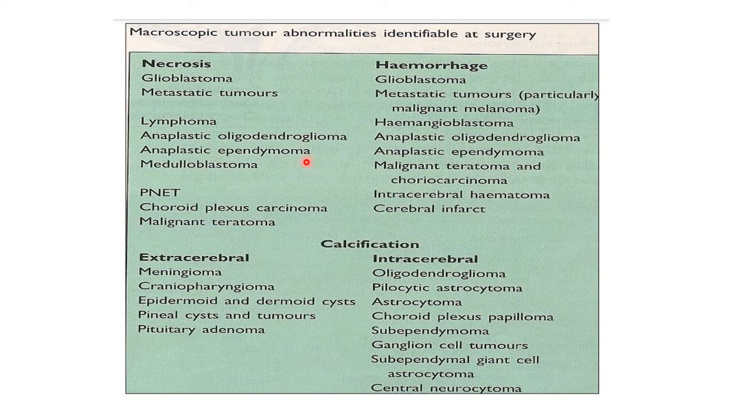morphology typically, and it has to be noted that hemorrhage is more commonly noted in glioblastoma, metastatic tumors, hemangioblastoma, anaplastic oligodendrogliomas. Extracerebral tumors typically show calcification very commonly, as noted in meningiomas, craniopharyngiomas. Intracerebral tumors like oligodendroglioma and pilocytic astrocytoma can also show some degree of calcification.